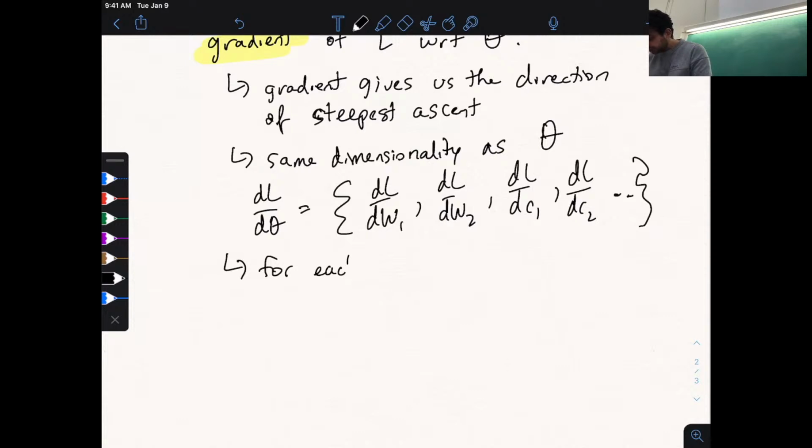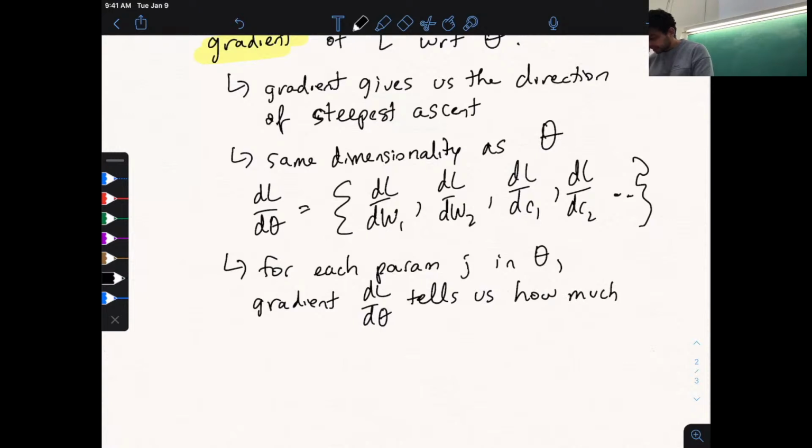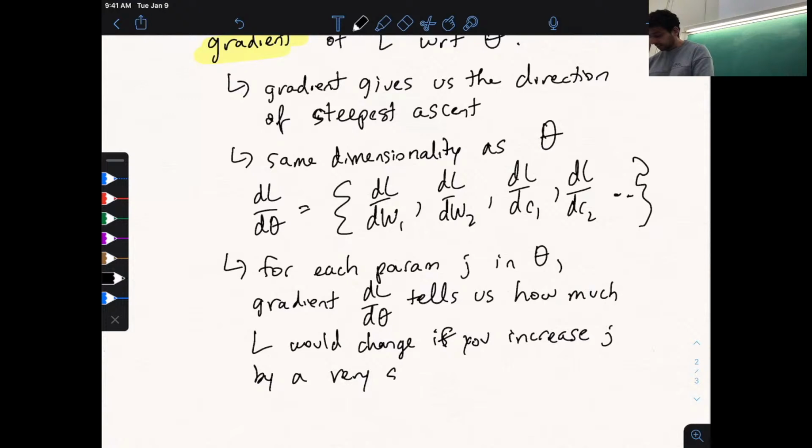Okay, so intuitively, what does this tell you? For each parameter j in theta, the gradient dL d theta tells us how much L would change if you increase j, that single parameter, by a very small amount.